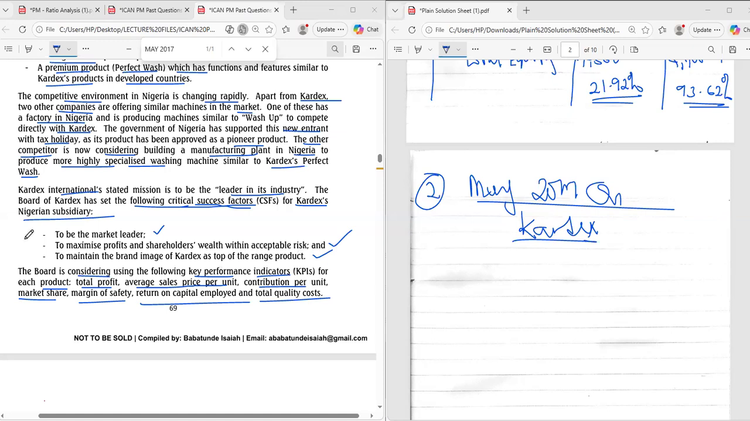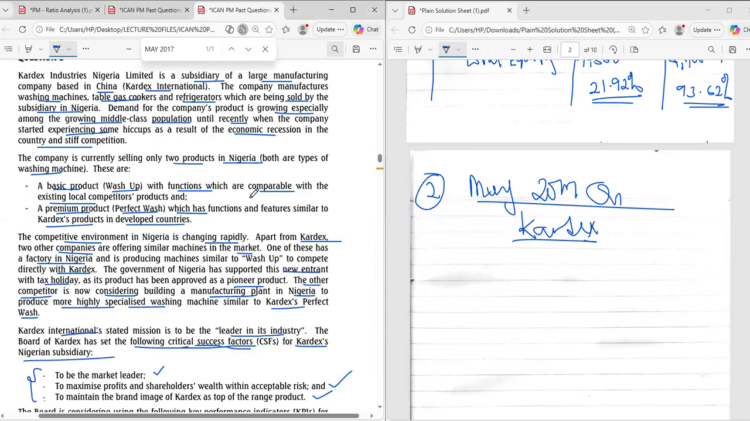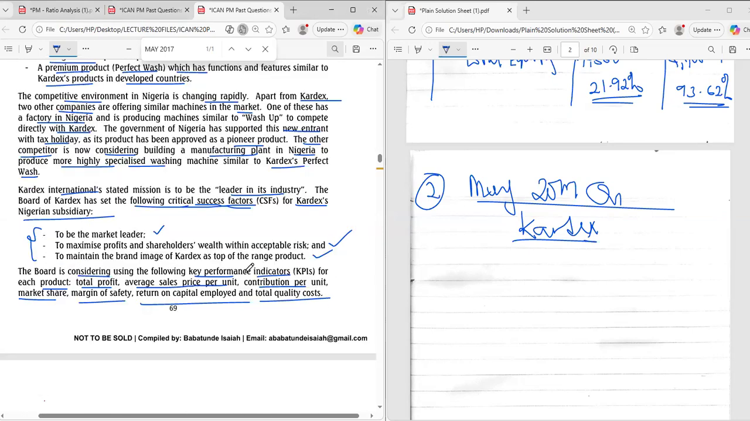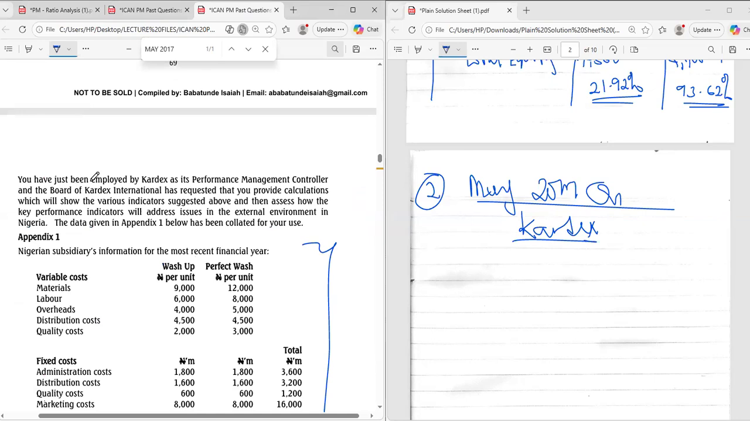So for this company, they have 3 critical success factors. Okay, makes sense. All right, so if you can see, everything that we have been saying here is stories. It doesn't really concern me. So let's go. You have been employed by CADES as its performance management controller, and the board of CADES International has requested that you provide calculations which will show the various indicators suggested above, and then assess how the key performance indicators will address issues in the external environment in Nigeria. The data given in Appendix 1 below has been collated for your use.